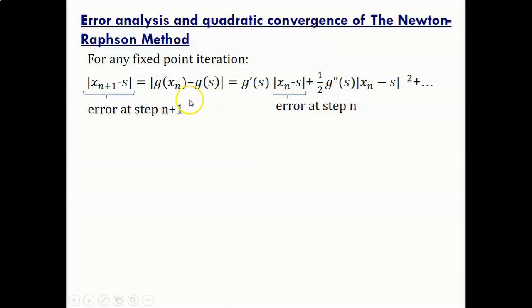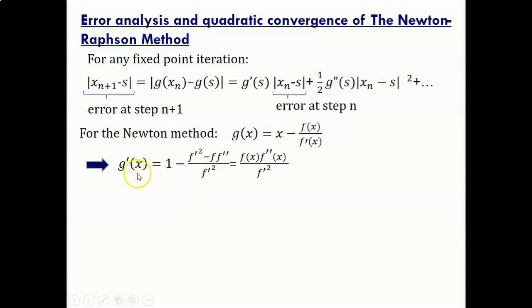Now you evaluate this Taylor development at the point xn. So you get, for the difference of g of xn minus g of s, g prime of s times xn minus s, this is the error at step n, plus 1/2 g second of s times xn minus s squared plus higher order terms. Now for the Newton method, g of x, as we said, is equal to x minus f of x over f prime of x.